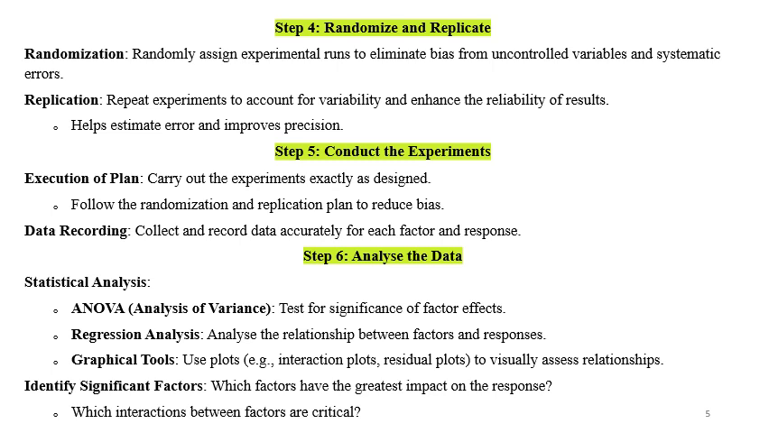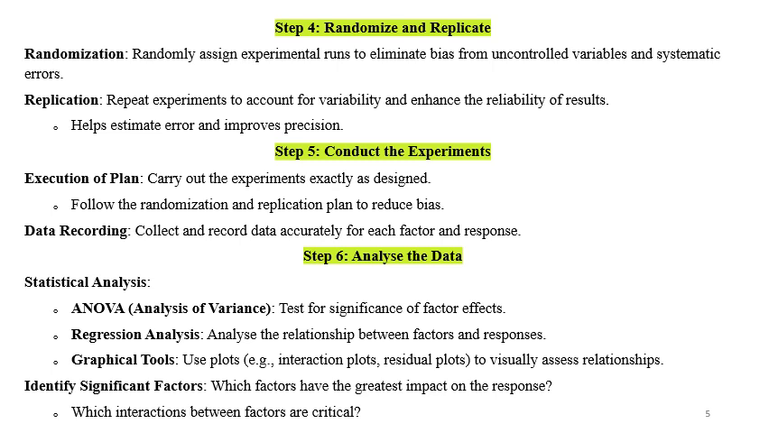Then step 5 is conduct the experiments. Now you have done the randomization and replication, and now you have the experiments in your hand. So carry out the experiment exactly as you have designed. Follow the randomization and replication plan to reduce the bias, and then record the data. So collect the data, record the data accurately for each factor and the response.